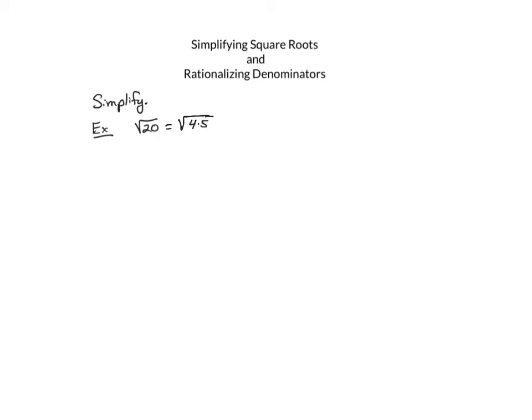So we can rewrite that radical as the square root of 4 times 5. But we can separate that into two separate radicals, the square root of 4 times the square root of 5. And when we simplify the square root of 4, we get 2. So our answer is just 2 square root of 5. And now notice our radicand does not contain a perfect square factor.